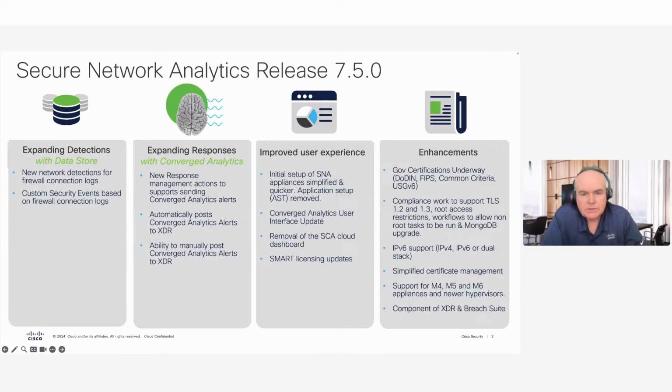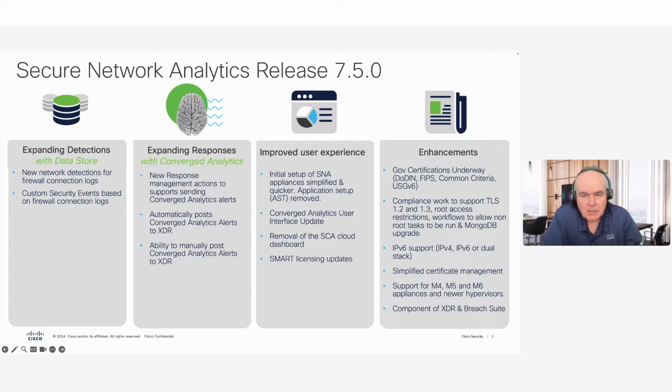We've also done some smart licensing updates on how you do the registration of those licenses. On the enhancement side, we've done a lot of work in this version for government certifications, which are underway. So if you're in the federal sector here in the US, then DoD, FIPS, Common Criteria, USG6, all that work is underway at the moment to get all that certified for this release, 750.